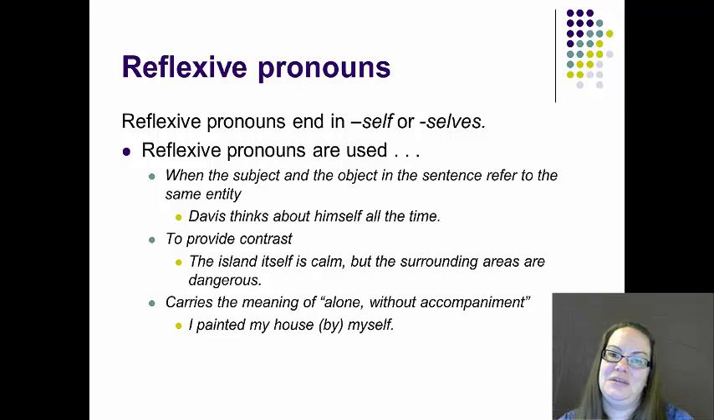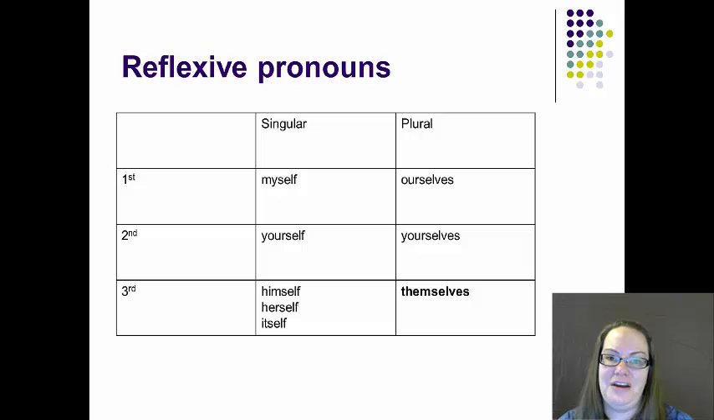Okay? The second reason is to provide contrast, as in "the island itself is calm, but the surrounding areas are dangerous." So we're providing contrast in the sentence. And the third one is when it carries the meaning of alone, like all by yourself, or without accompaniment. So "I painted my house by myself," or "I painted my house myself." This is the paradigm for reflexive pronouns. You can see how it lines up and where those pronouns should be when they are singular or plural.